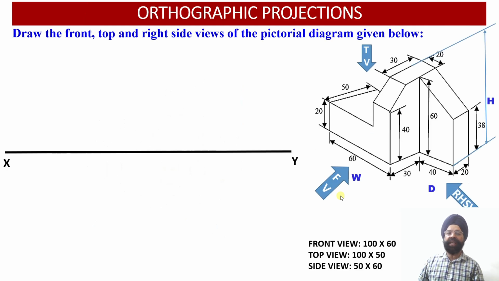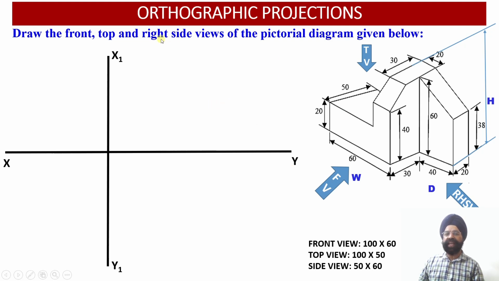Now step number 1, we need to draw the XY reference line. Then we will be proceeding with construction of the X1 Y1 reference line, which is the intersection of the profile plane with the horizontal plane and the vertical plane. Whereas the XY reference line is the intersection of the vertical plane with the horizontal plane.